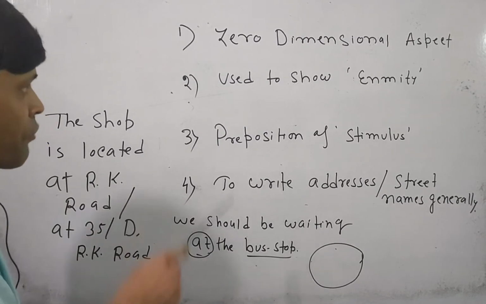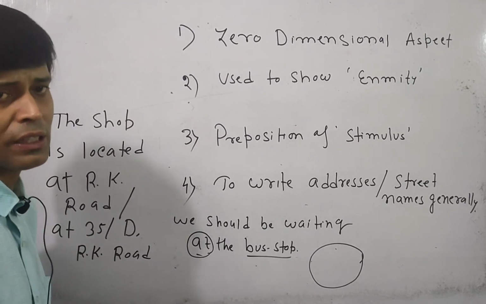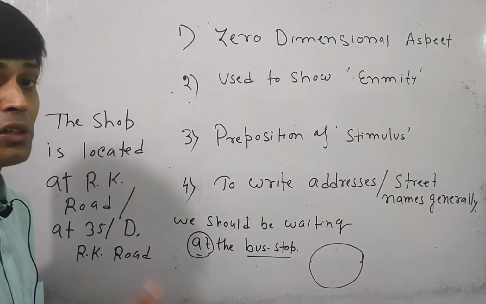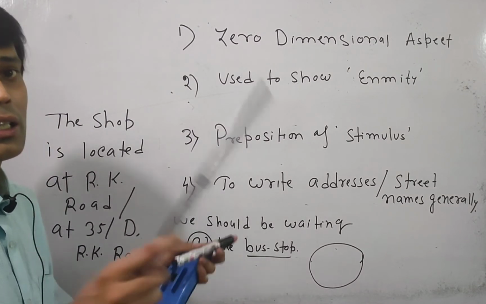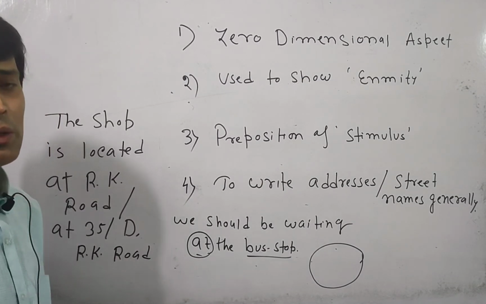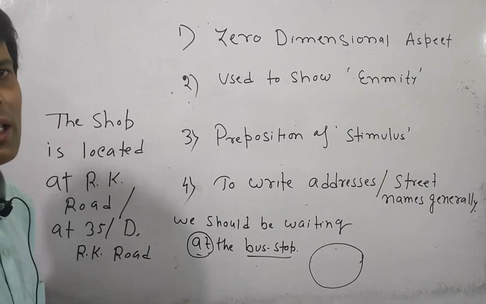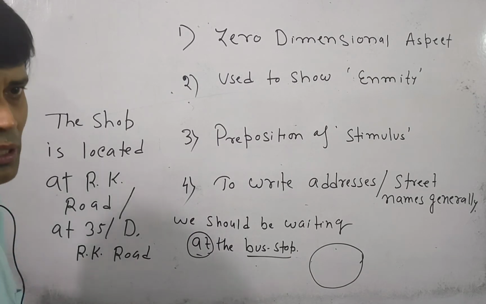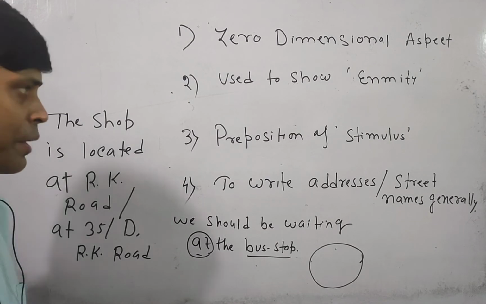The first one is about zero dimensional aspect. This means we can think of something just as a global point. It has no dimension. We are just going to think like this, if you compare something with the dimension of the globe. Enmity means, already told you, that whenever we are going to do some actions, it is not about being friendly, rather it is about showing some kind of enmity, not directly, maybe it can be done indirectly.